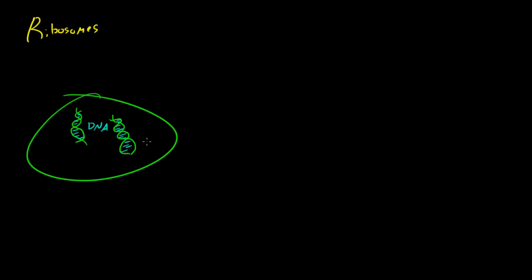However, the DNA never leaves the nucleus. Here's the nucleus right here. Now, remember, the DNA has the instructions on how to make a protein. However, proteins are made out here in the cytoplasm. So let's think about this. If all of the instruction is right here on the DNA, but the proteins get made out here, how the heck can that happen? Because you need the instructions to make the protein.